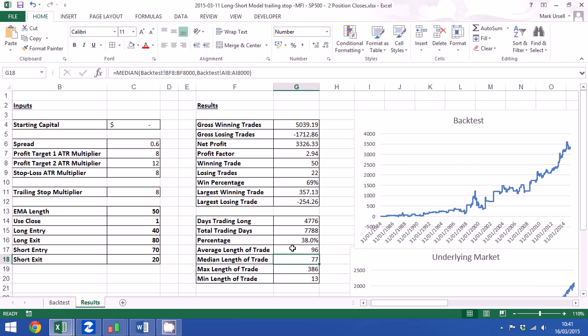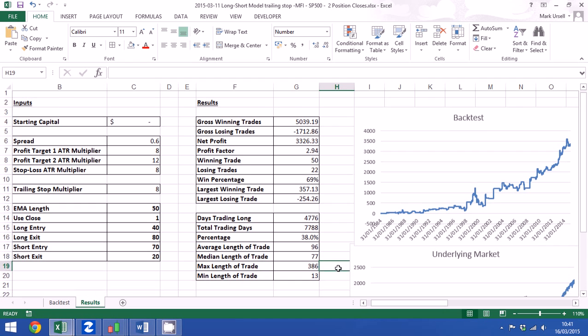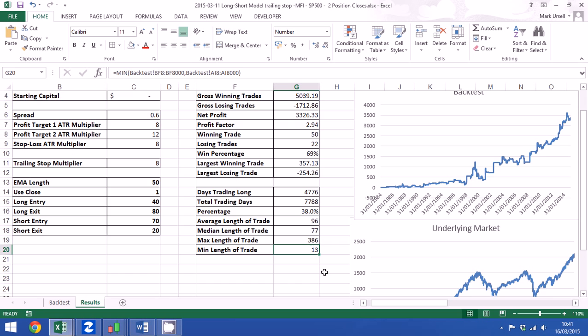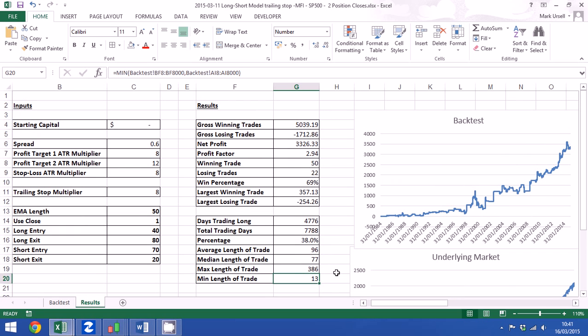You would have to have a longer time frame and aspirations, but you can see that over that time we have done pretty well historically. The maximum length of the trade, in fact, lasts for more than a year, 386 trading days, and the minimum length is just 13, but even that is over 2 weeks, and it reflects the fact that once we're entered into a trade, we're giving it plenty of room to move.